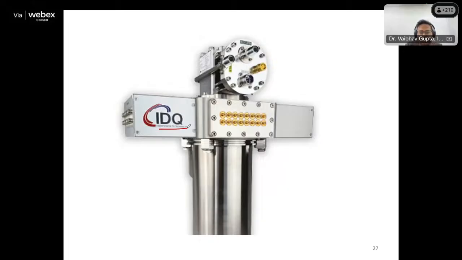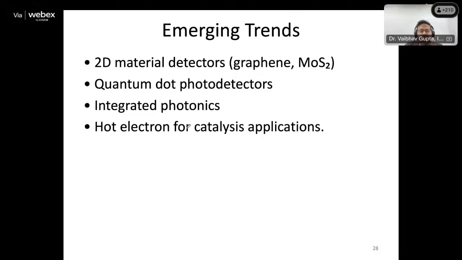And they work on a superconductivity-based principle, so you have to maintain very low temperatures. Now there are some emerging trends in these photodiodes. Currently people are moving towards 2D materials. They want to use 2D materials to make these detectors. Also, you have seen some flexible mobile phones or flexible displays where quantum dots are being used to create photodetectors. The next is integrated photonics, where people want to make things on a chip.